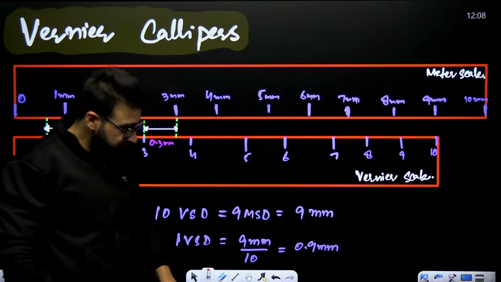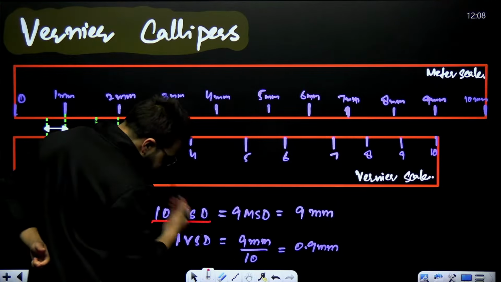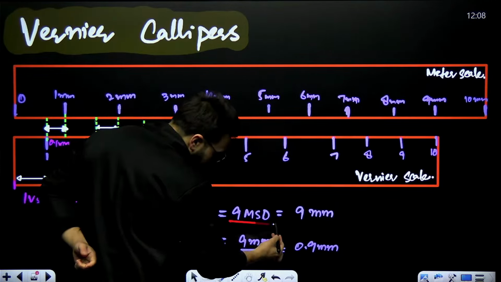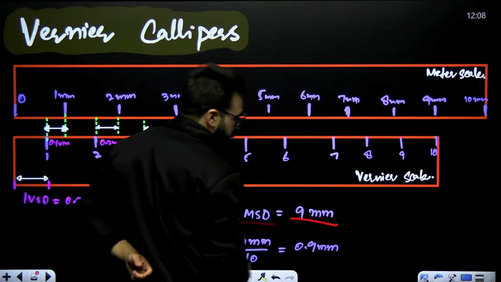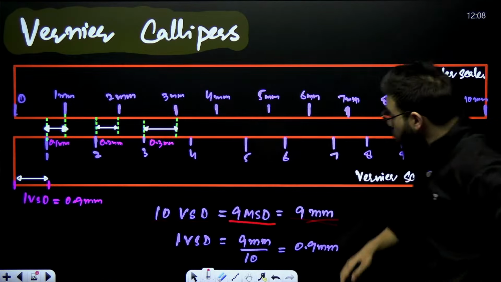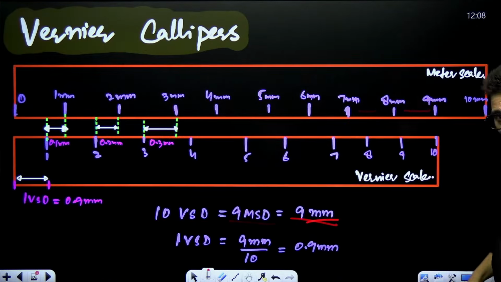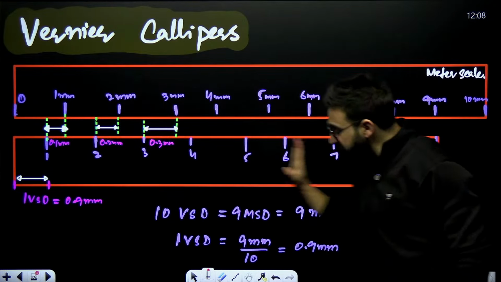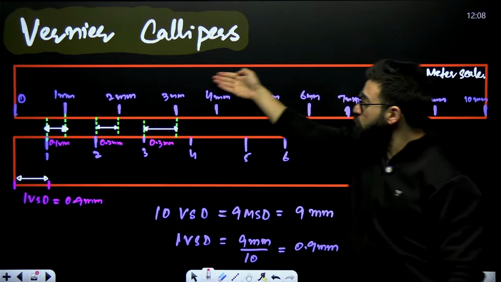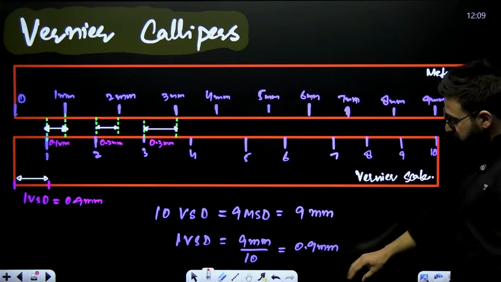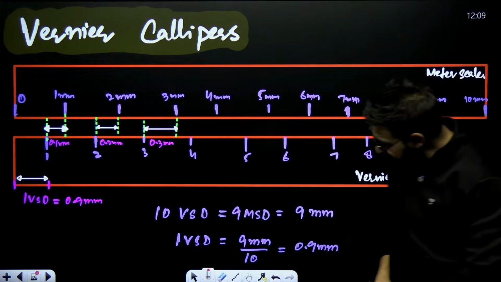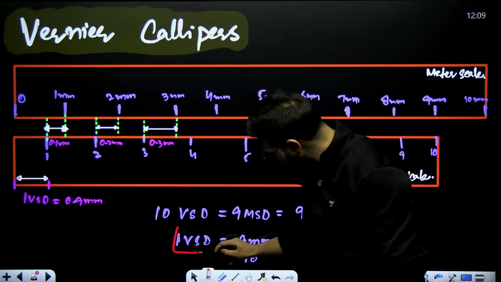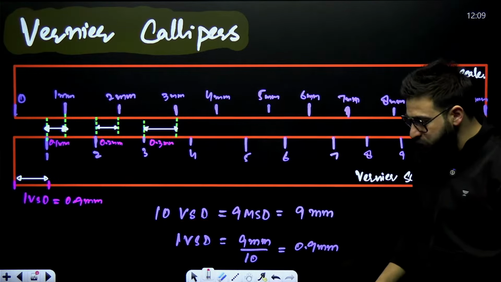This is how we do it. So, 10 VSD is equal to 9 MSD is equal to 9 mm. Why? Because we say 1 mm is equal to 1 MSD. In this particular case, we say 10 vernier scale divisions is equal to 9 main scale divisions. Okay. Similarly, if you have to find out one vernier scale division, what will you say?